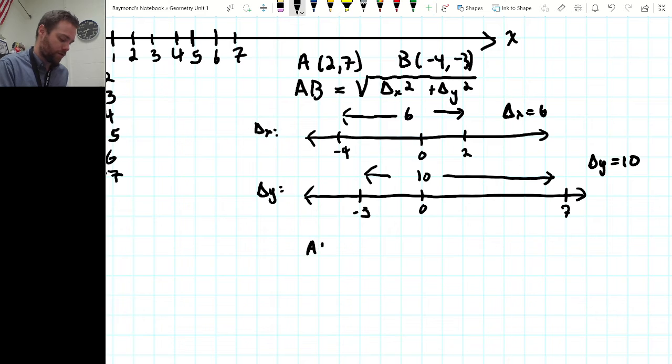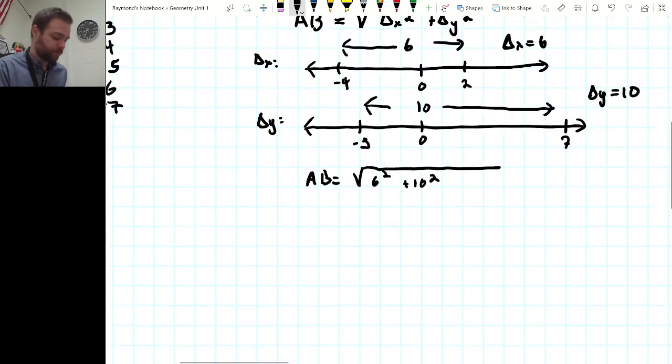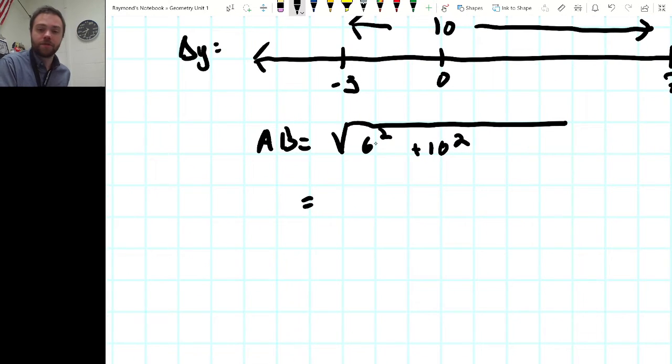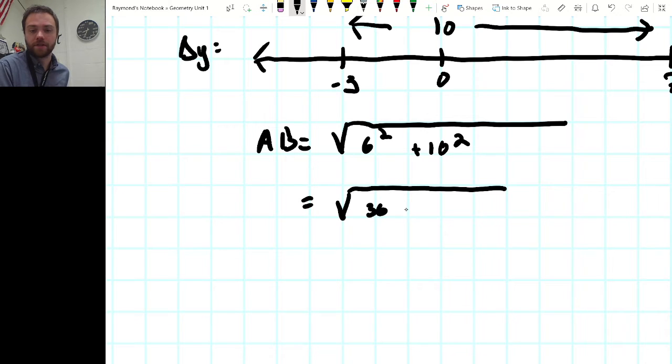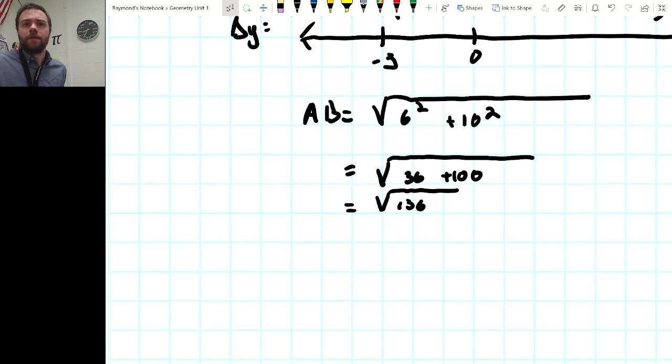And so I want to plug those into this formula. We said delta x was 6, so I've got 6 squared here. And then delta y was 10, so I've got 10 squared here. So 6 squared is 36, and 10 squared is 100. So 36 plus 100 is 136, so AB is equal to the square root of 136. All right? So that is the first part.